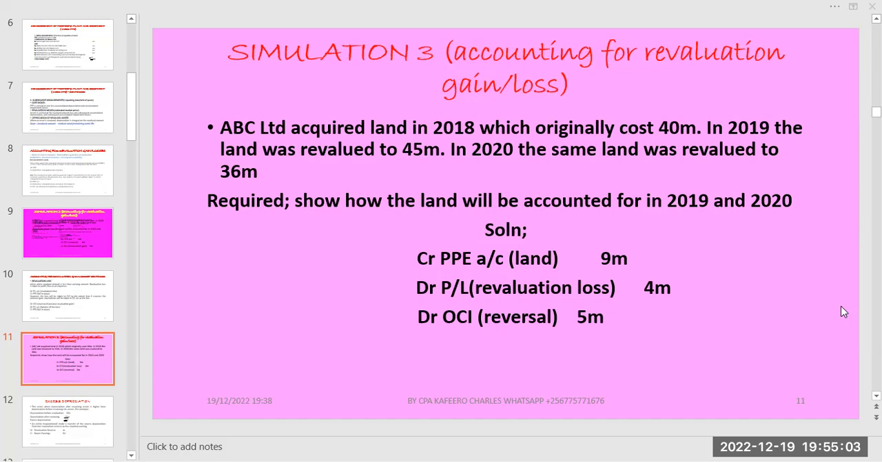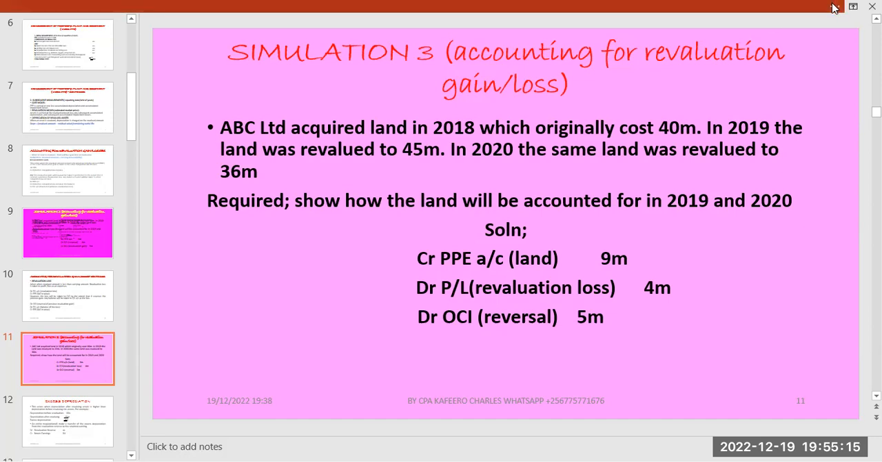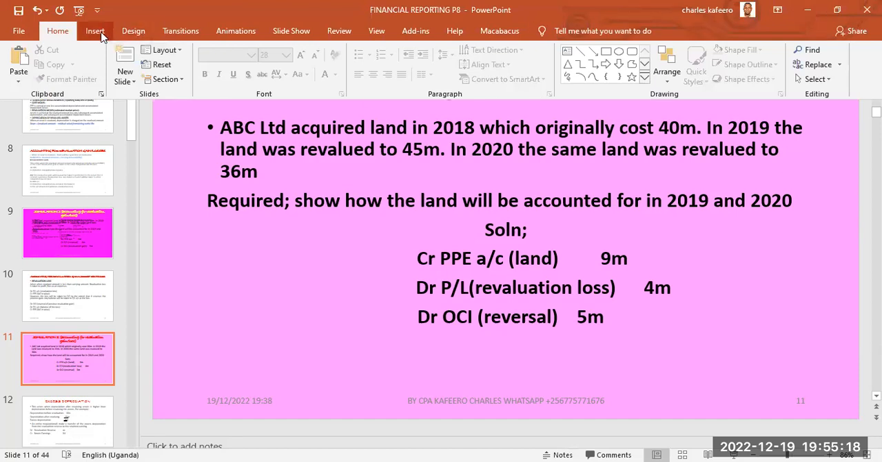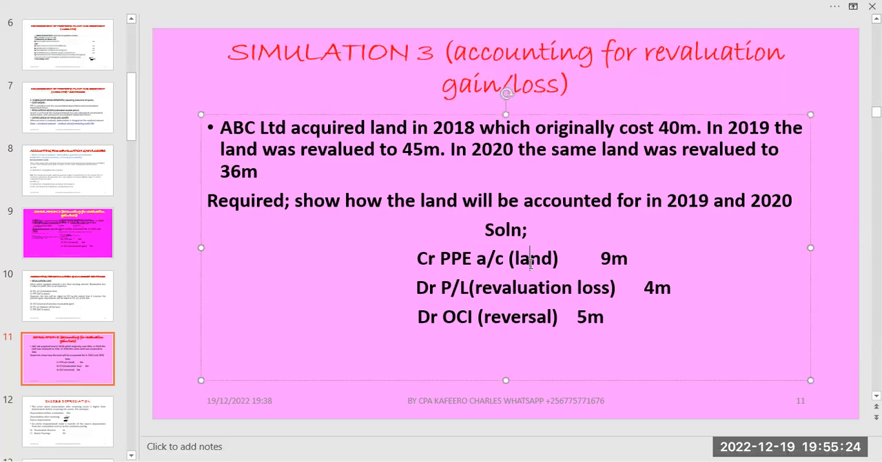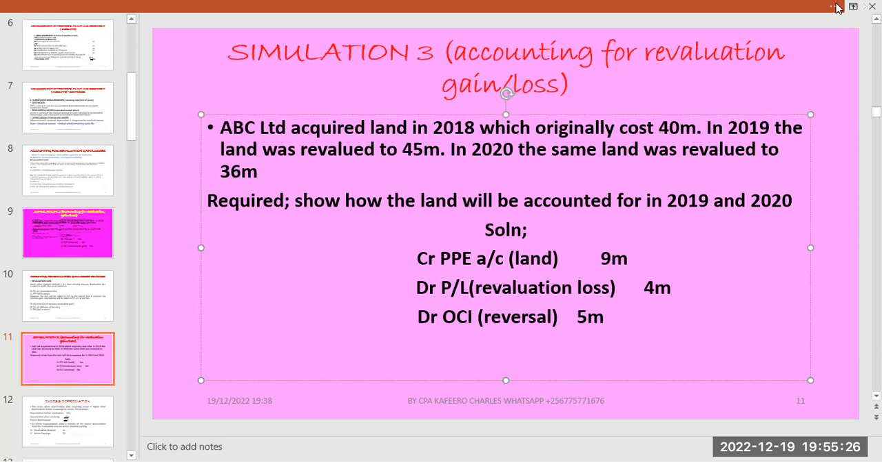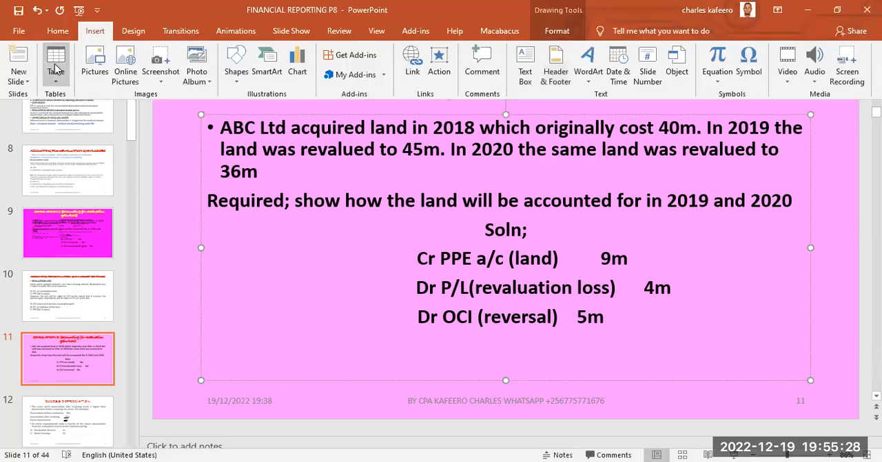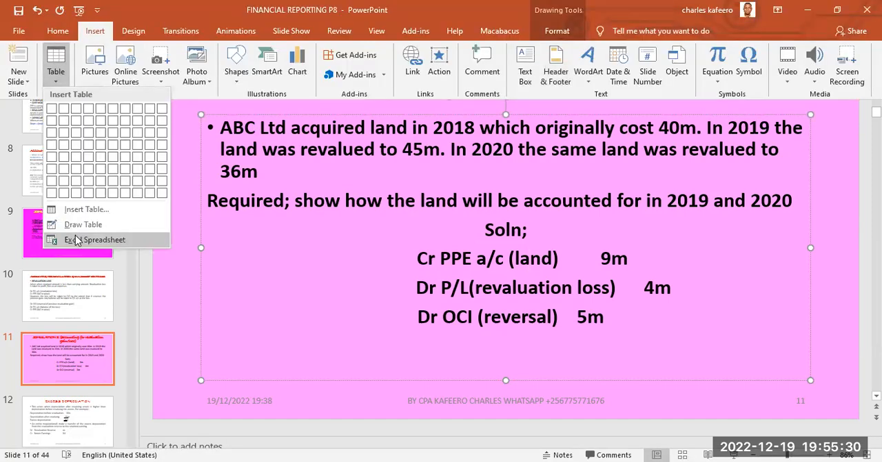How are we going to be accounting for that? Without wasting more time, let's kick off and we'll see what we can do in the shortest time possible. Let's go into Excel and see what we can do as far as this is concerned.